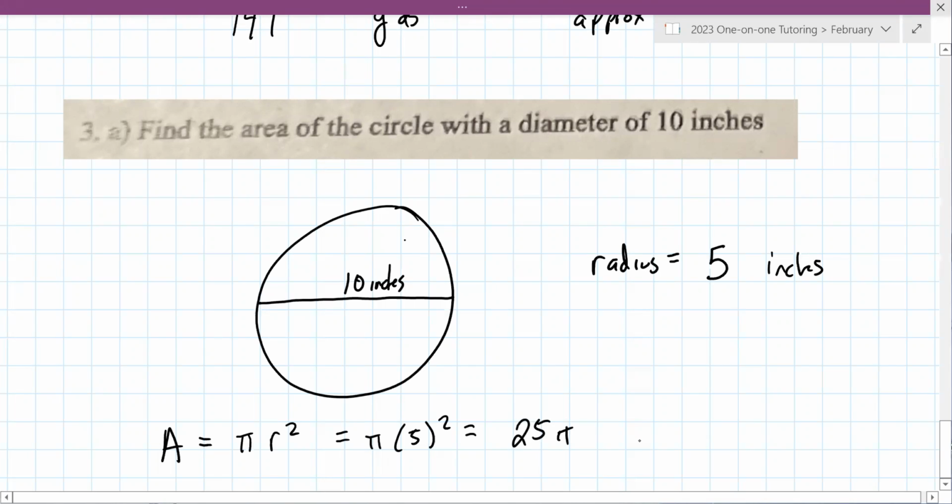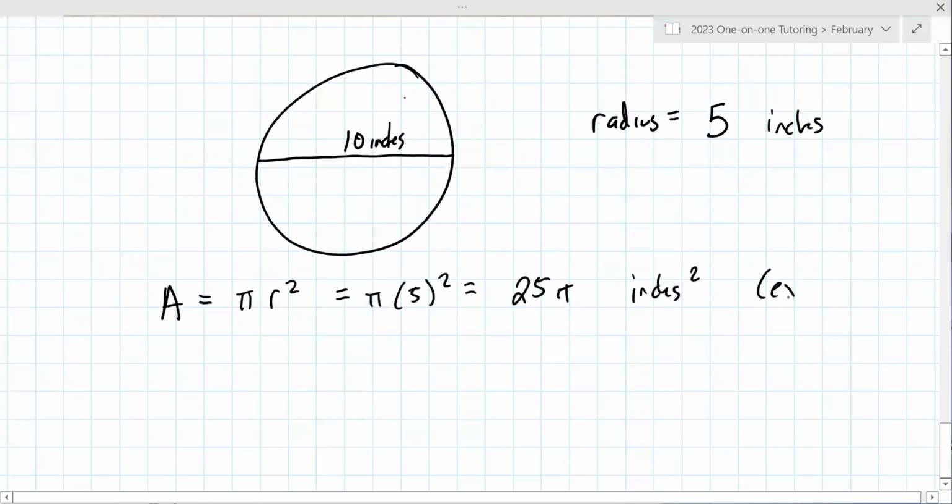Okay, now what are the units of area? That's what I told you. It's inches squared. Not just inches, it's inches squared for area. That's the exact answer. What is the approximation?